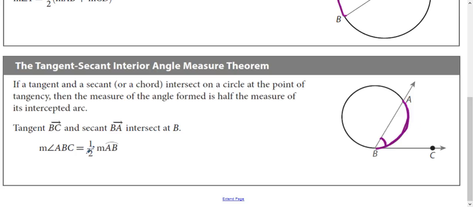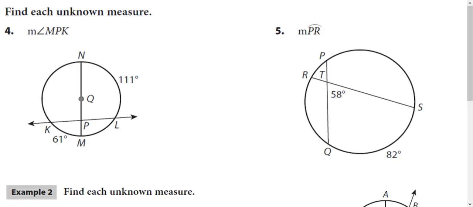A lot like the inscribed angle formed by two chords, the arc would be half. When it's a secant and tangent, the angle is half the arc again. So we'll do some practice with those two, and then we'll learn another one.